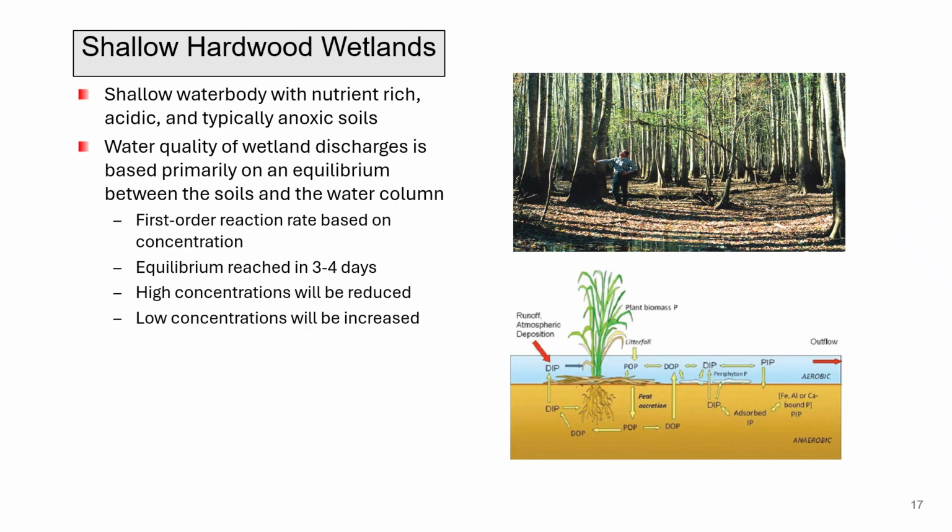What this means in practice is that if you have high concentrations of certain substances entering the wetland, they will be reduced as the system moves towards equilibrium. Conversely, if concentrations are initially very low, the system might actually release substances, leading to an increase in their concentration until that equilibrium point is achieved.